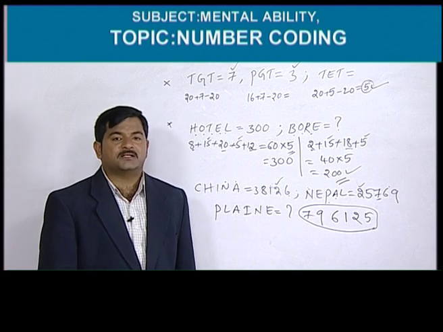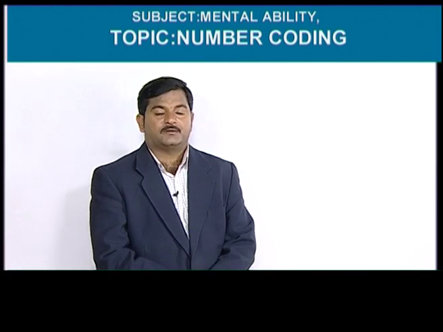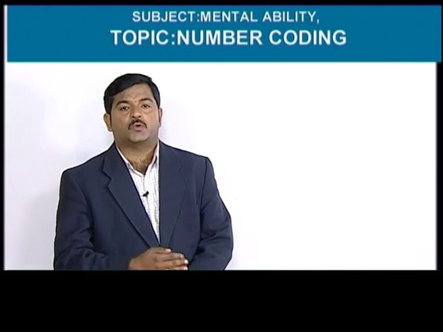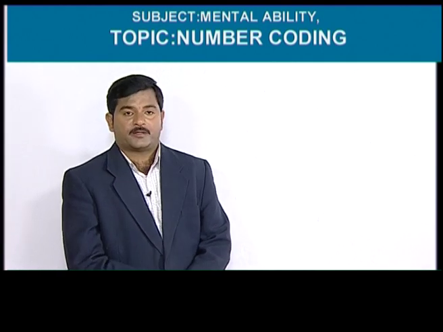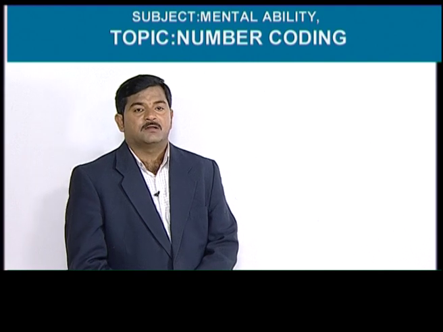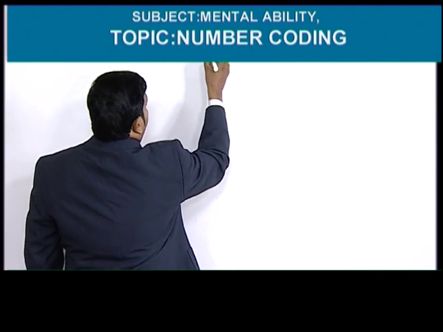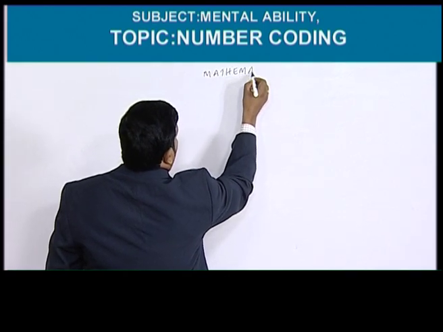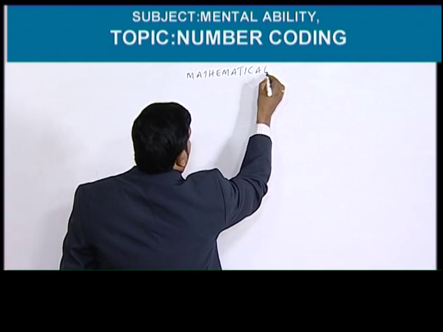Next we will discuss some other type in coding decoding. We finished number coding. So with this, 2 types are finished in coding decoding. One is letter coding and the second one is number coding. Now we will discuss one more type, that is mathematical coding. The third type in coding decoding is mathematical coding. Okay, so now we will see mathematical coding.